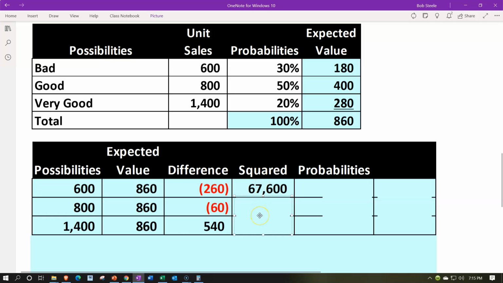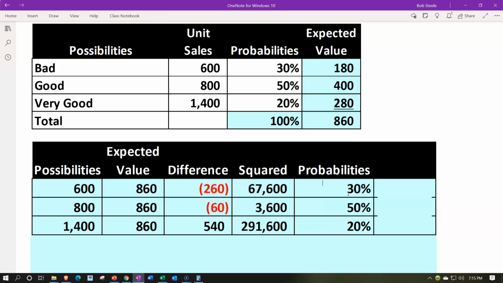Then we will square it. So we're going to take the negative 260 squared, which gives us the 67,600. The 60 squared gives us the 3,600, and the 540 squared gives us that 291,600.